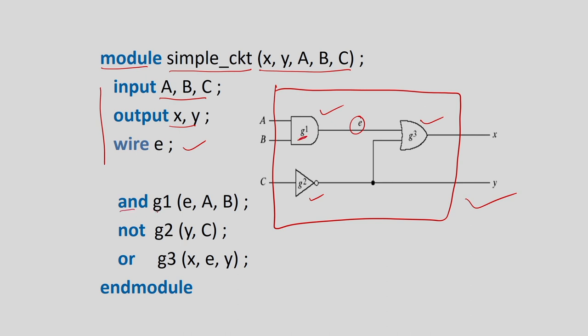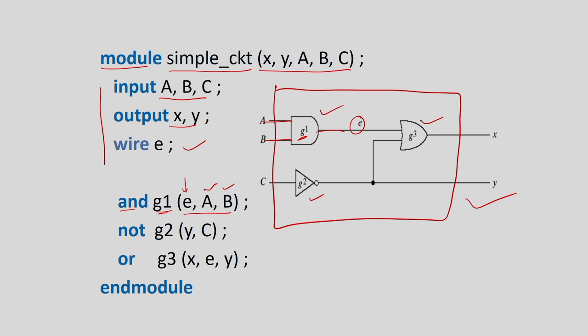So, AND G1. This is my primitive name. This says that G1 will be an AND gate. And this is the port list. As I mentioned, this is my output and these are the two inputs. As you see here, A and B are the inputs and the output is E. So, it will basically make these connections.